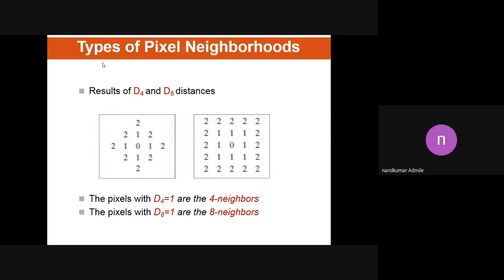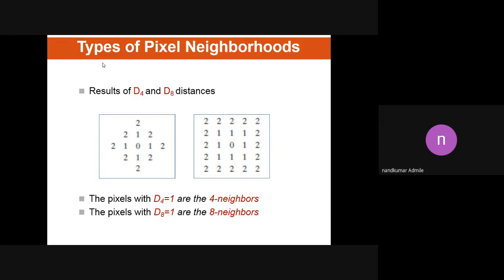And if the 8 neighbors are connected, that is called the D8 distance, 8 neighbors. Now look, in the first figure, at the center we can locate a 0, right? And here we can consider pixels with D4 equal to 1. Now, what does D4 equal to 1 mean? Our central pixel has 4 neighbors which have value 1. See if they are there.